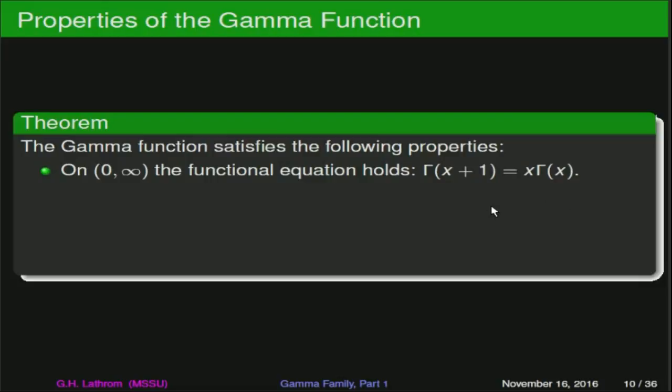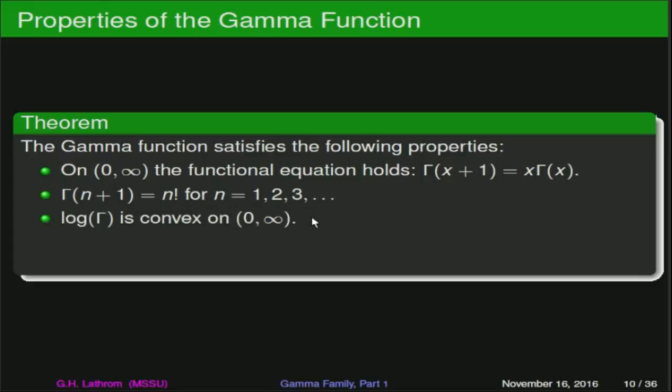Gamma of n plus 1 is equal to n factorial, for n being 1, 2, 3, 4, and so on, so n being a positive integer. The log of gamma is going to be a convex function on 0 to infinity. And finally, here's this kind of last part that's important.